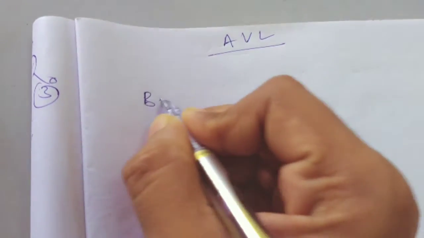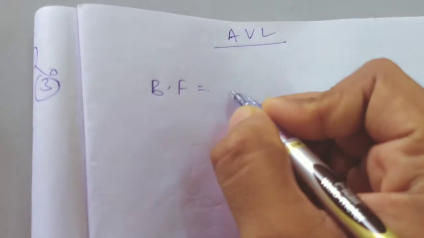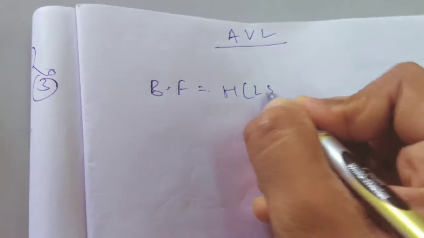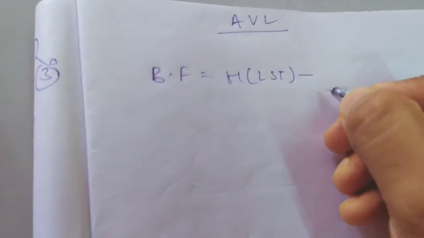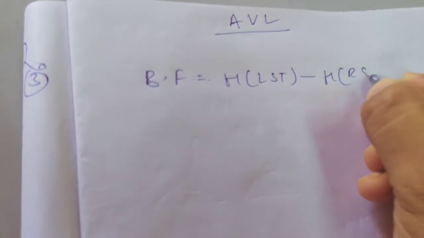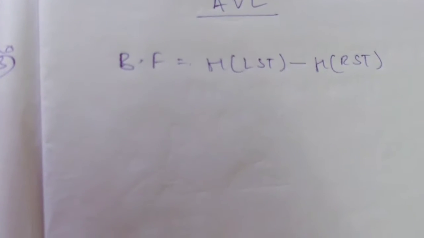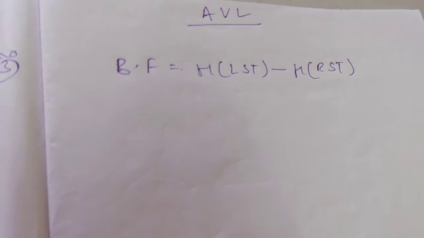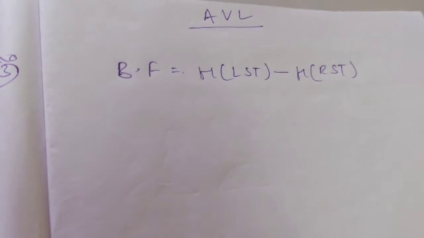It is the most popular among all balanced binary trees. The main things in an AVL tree are the rotation and the balance factor. The balance factor is calculated as the height of the left subtree minus the height of the right subtree. Remember, here we take the height of the leaf as 1.